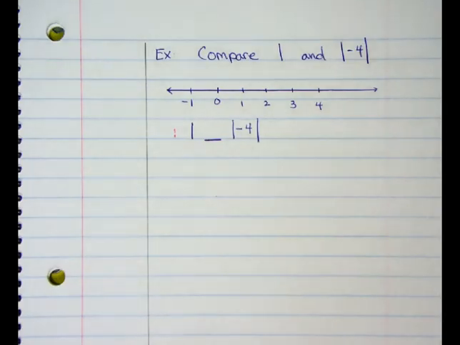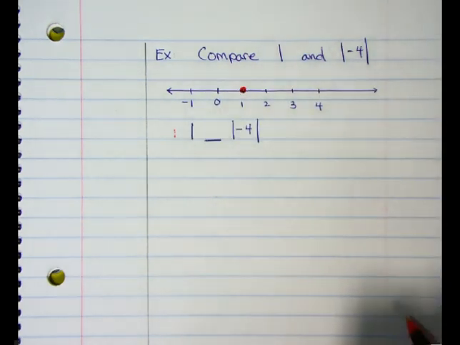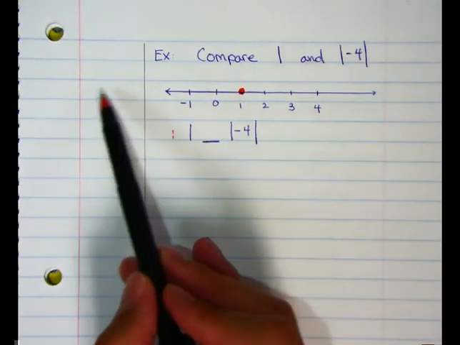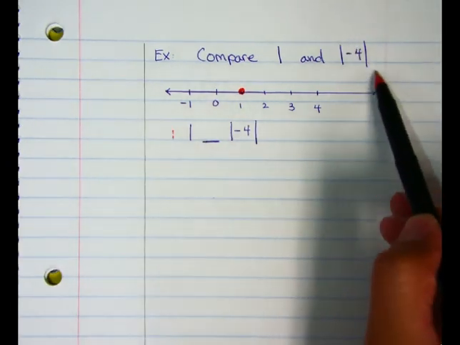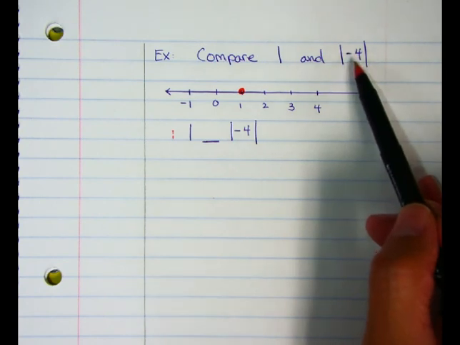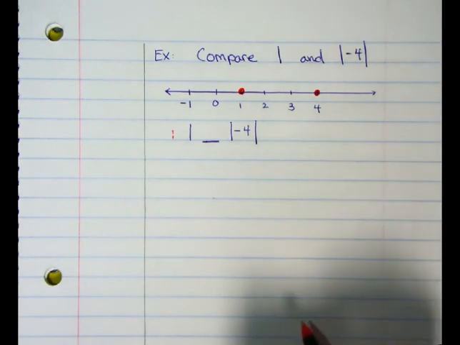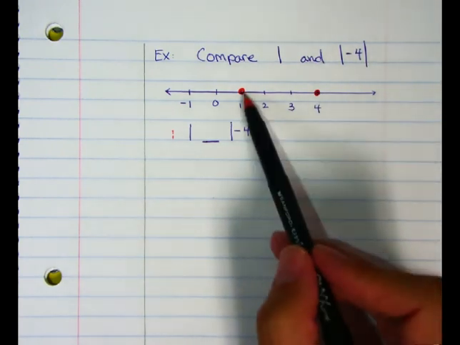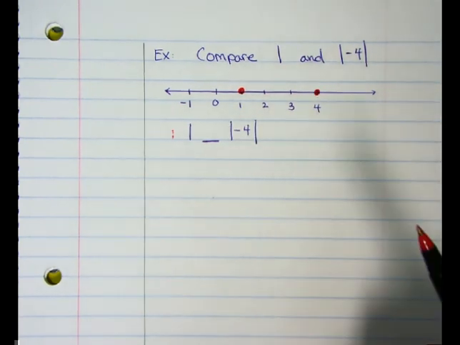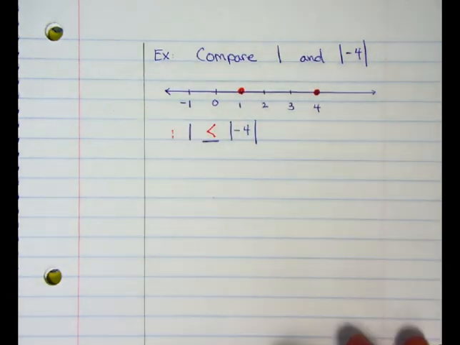Next, I'd like you to compare 1 and the absolute value of -4. So we're going to start with 1. 1 on the number line is right here. -4 is going to be over on this side, but I'm asking for the absolute value of -4. You ask yourself, how far is -4 from 0? That's 4 spots away. So I'm comparing those two numbers. You can see here that 1 is to the left of 4, so therefore 1 is less than the absolute value of -4.